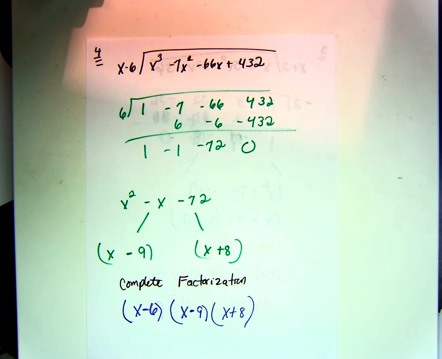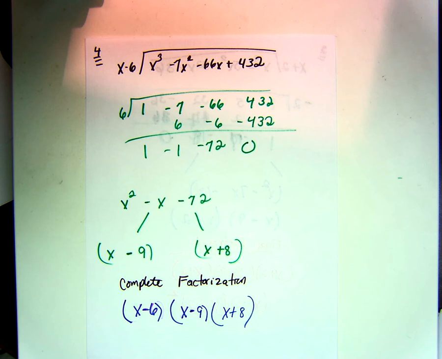Okay, so the first step, I rewrote it using synthetic division. So x minus 6 can go into x cubed minus 7x squared minus 66x plus 432. Now I rewrite it only using my constants and coefficients. So bring down the 6, bring down the 1, bring down the negative 7, negative 66, and 432. Remember, always bring down that first term.